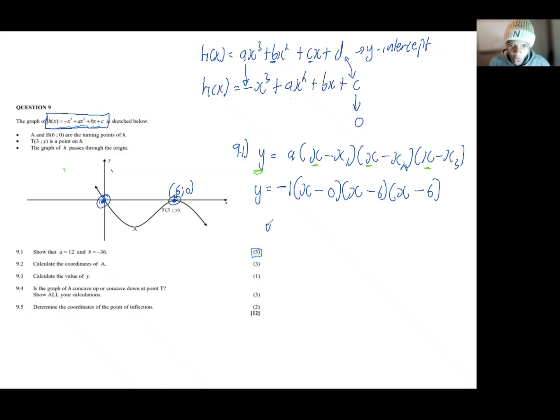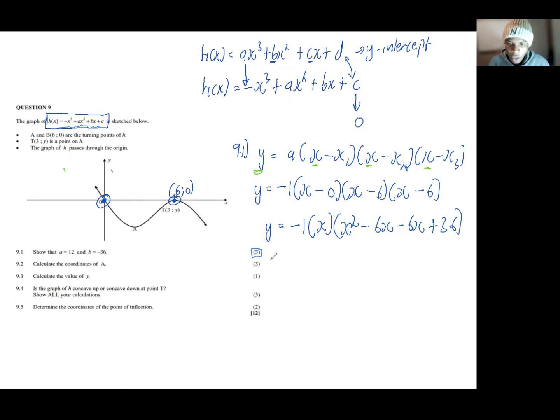So now we have y equals negative 1, and then x minus 0 is just going to give us x. Now, if we continue here, we're going to have x multiplied by x, which is x squared, x multiplied by negative 6, that's negative 6x. Negative 6 multiplied by x, again, negative 6x. But negative 6 multiplied by negative 6, that's positive 36.